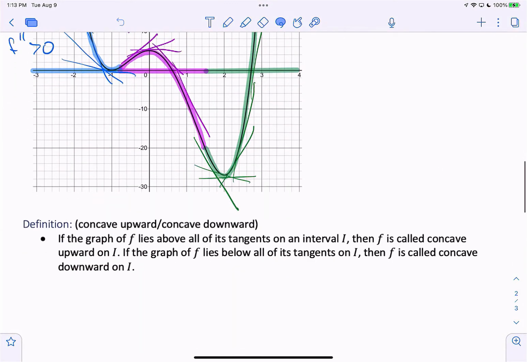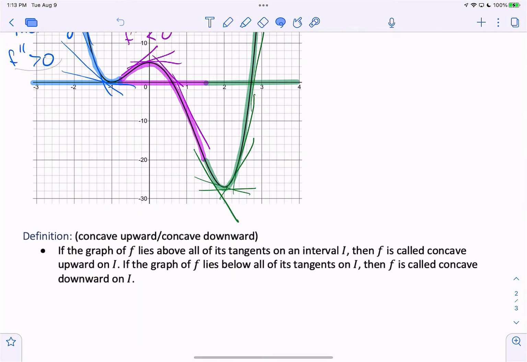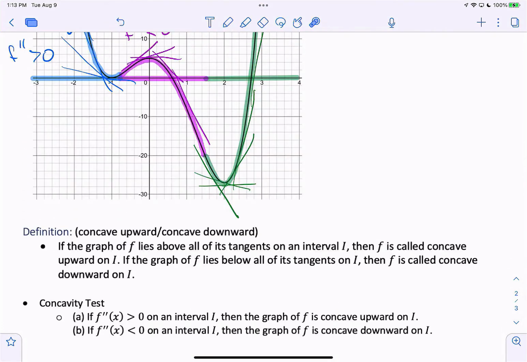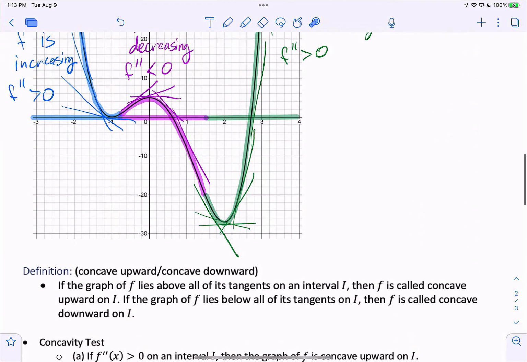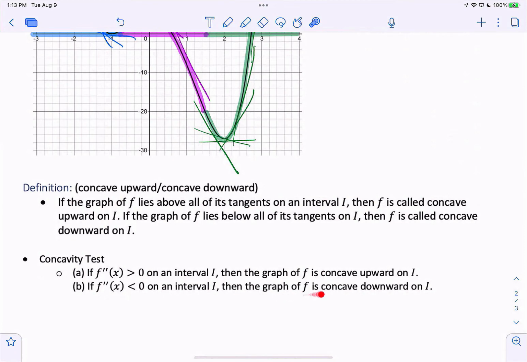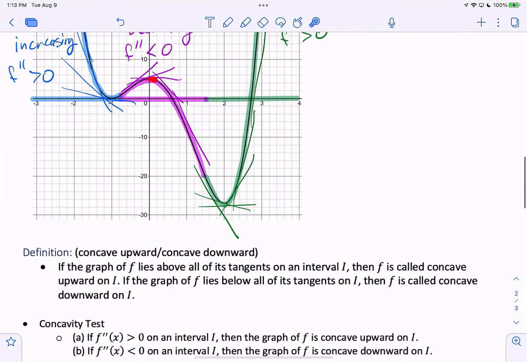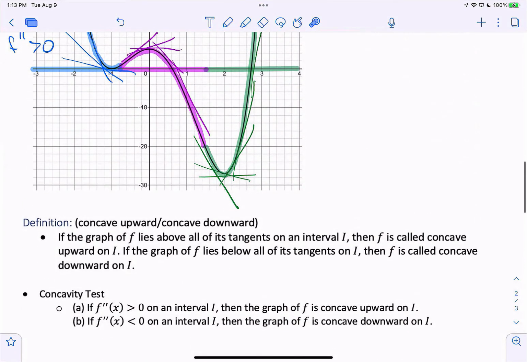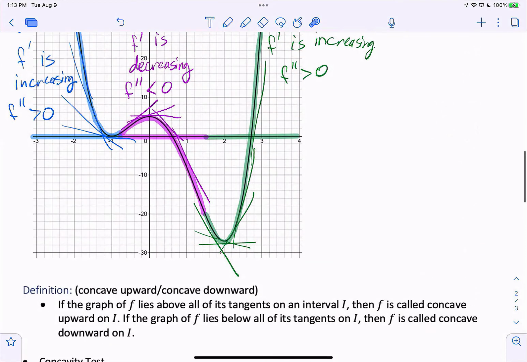Now concavity is related to the sign of the second derivative in the following way. If f double prime is positive on an interval, then the graph is concave up. If f double prime is negative on an interval, then the graph is concave down. So the second derivative will tell me how the graph is bending.